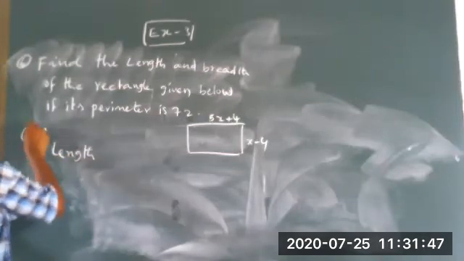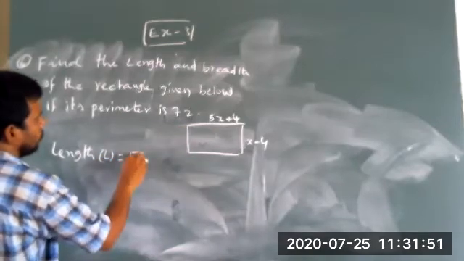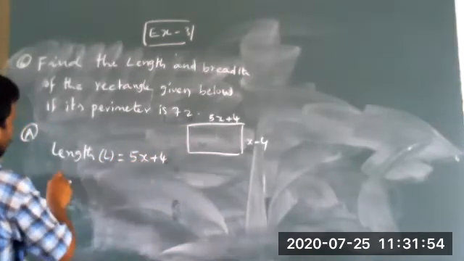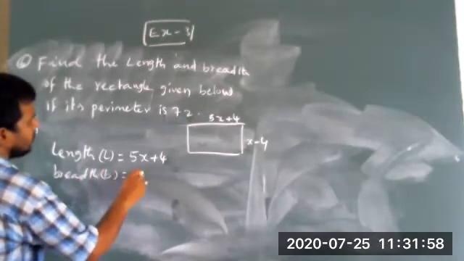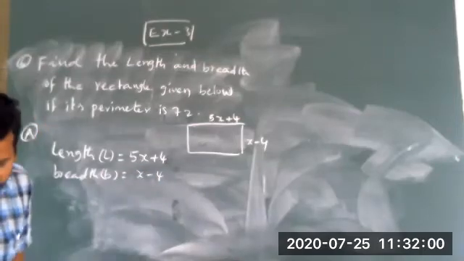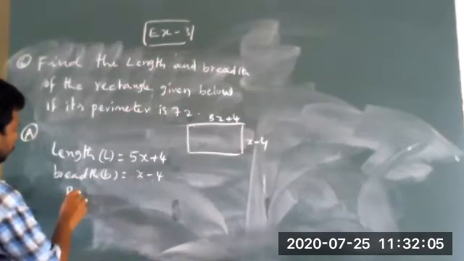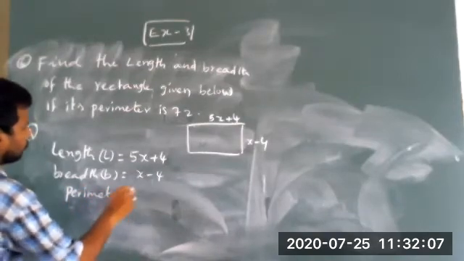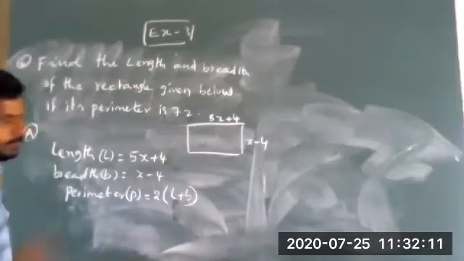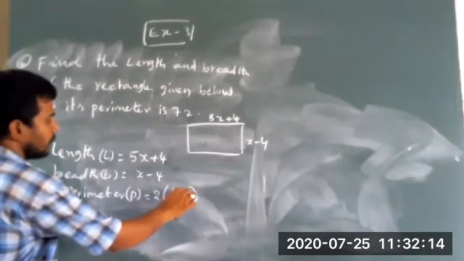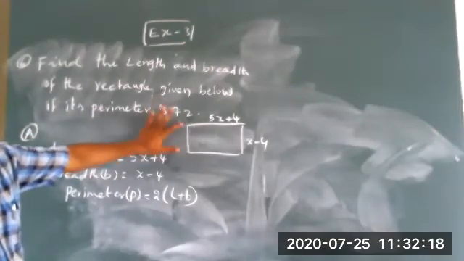This is the solution, children. Length, how much is given? 5x plus 4. Breadth, how much is given? x minus 4. So, perimeter of the rectangle. Formula, what, children? 2 of L plus B. But here the perimeter is given. How much is given? 72 is given.